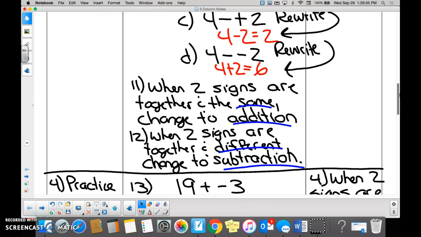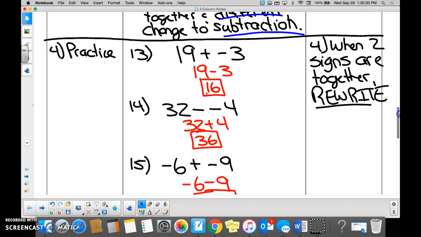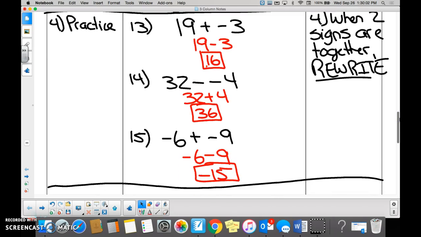And then 4 is actually what that looks like. So in your assignment, if I give you a problem like 19 plus negative 3, I don't want just the answer. I want you to do the rewrite and then give me the answer. Yes, no? Yes. I want the rewrite and then the answer. Questions? Rewrite, then the answer.